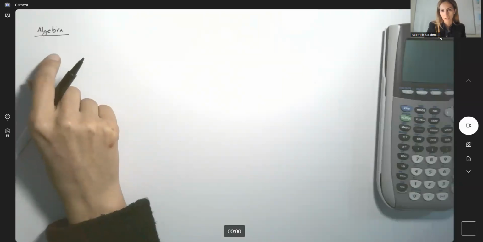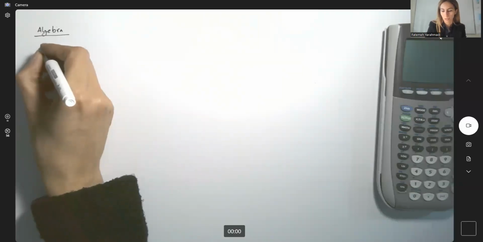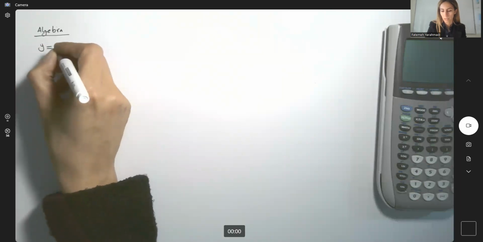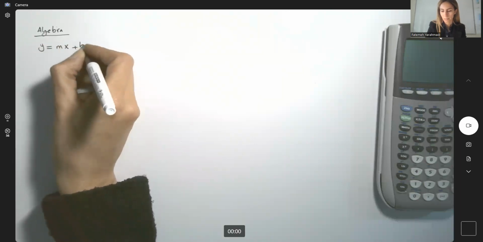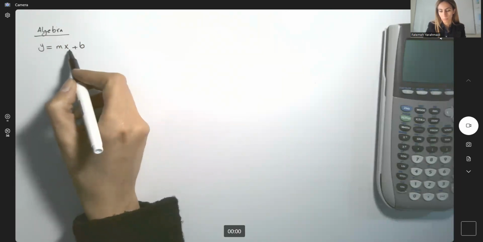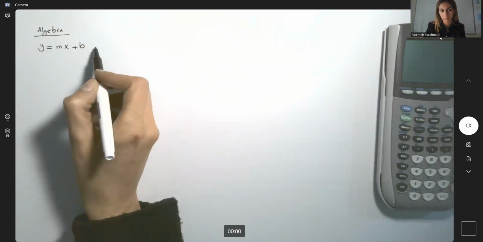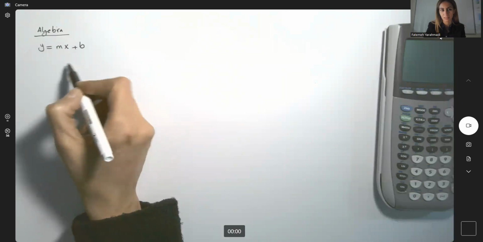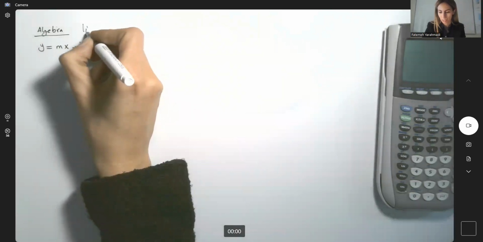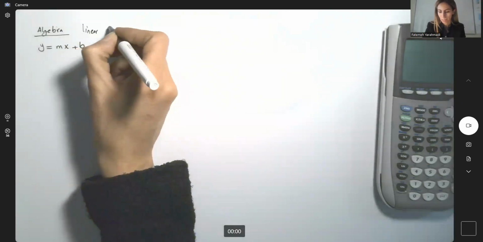Let's go over a little bit of algebra for you. Remember, in algebra, you learned about a line, y equals mx plus b. Any number multiplied by x plus b represents a linear equation. So this is a linear equation.